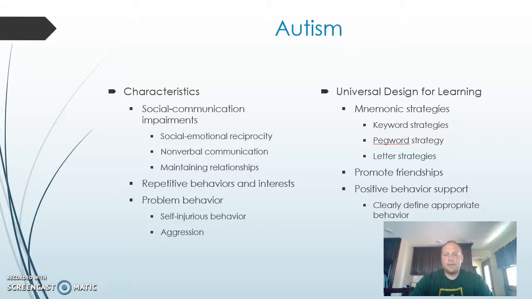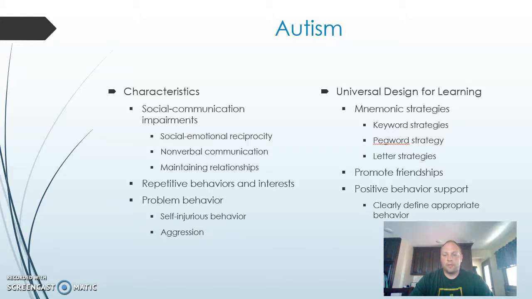Universal design for learning ideas here, mnemonic strategies. A lot of these students will have trouble with memory. These strategies are just ideas to help them remember, relate things to something else. The word you're trying to learn sounds like this word you already know, so you can remember it that way, stuff like that. Promote friendships. Again, that's going to be a big one on any of these.